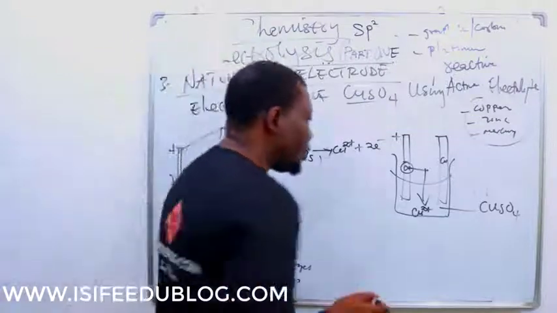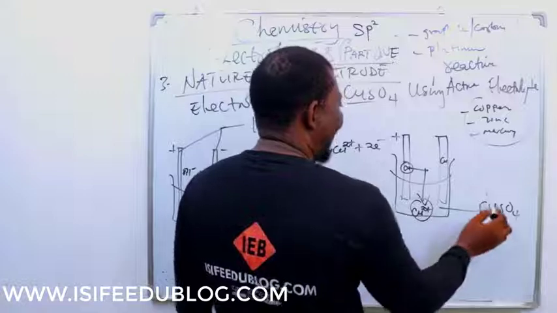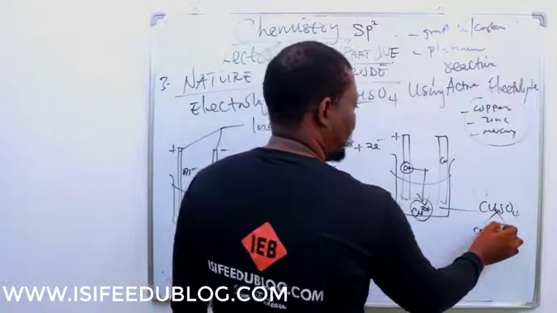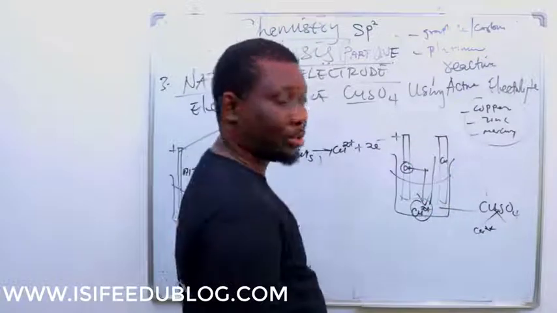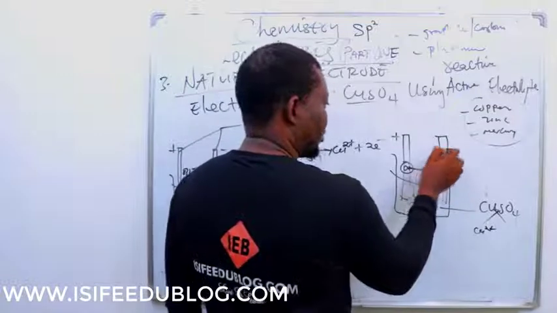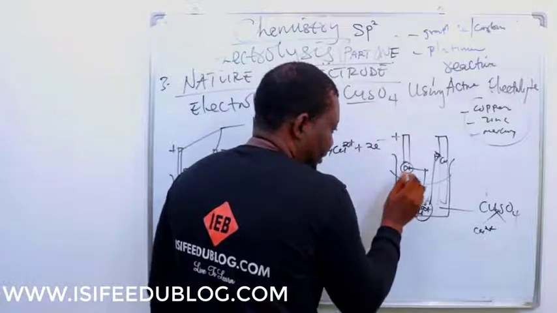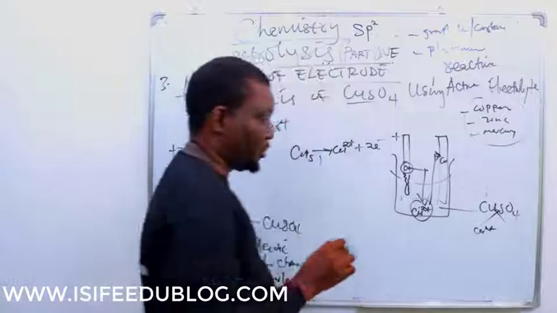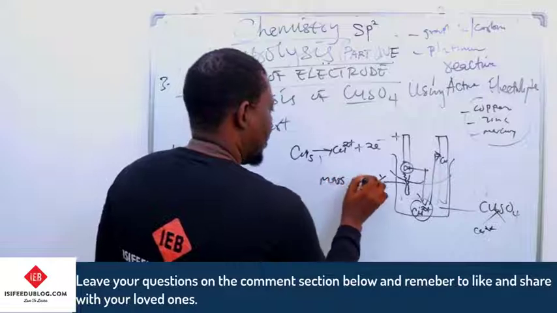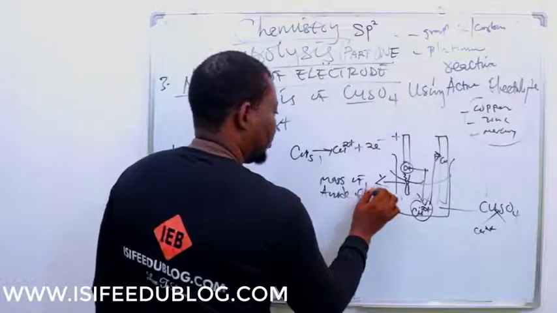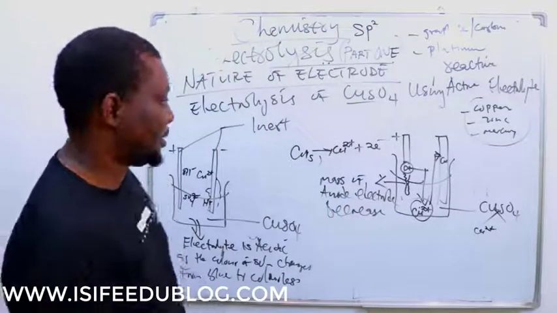That same copper that leaves the electrode will migrate without allowing copper from the salt to discharge. Copper from the salt will still remain in the solution, but copper from the plate goes in, forms ions, and loses electrons. Since copper from the electrode is going into the solution, you shouldn't expect the mass of the electrode to remain the same. It will shrink. So the mass of the anode electrode reduces, or shrinks. Any of these terms can serve.